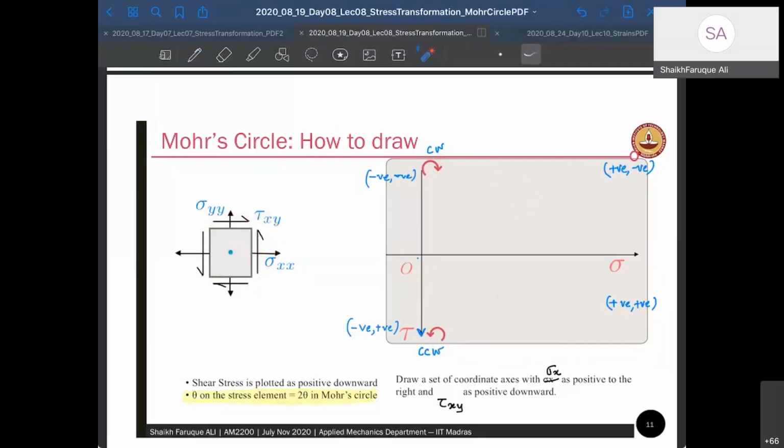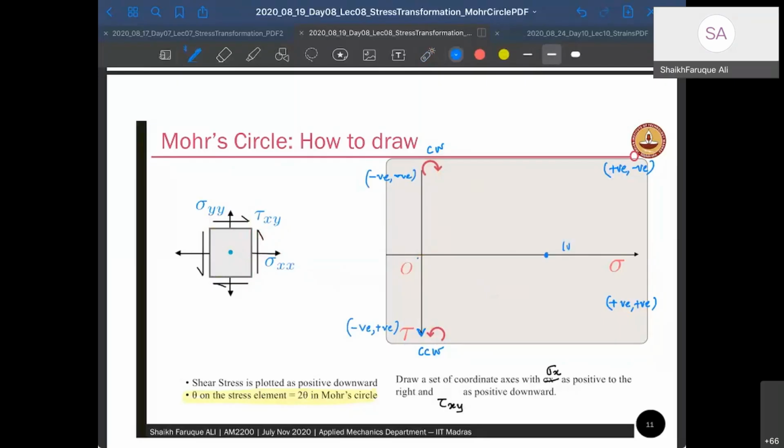Let's point out which point. Any point on this plane, the tau sigma plane, represents one of the elements, like this one plane. So this sigma xx and this tau xy, or this tau xy and this sigma xx, will represent one plane, right? Which plane is that? Which point is that? Let us look at that. Let's say sigma xx is positive, right? So something here, sigma xx. Okay, let's point that here.